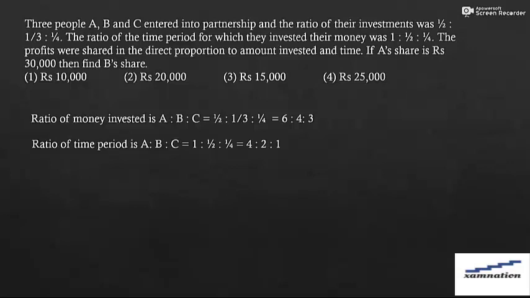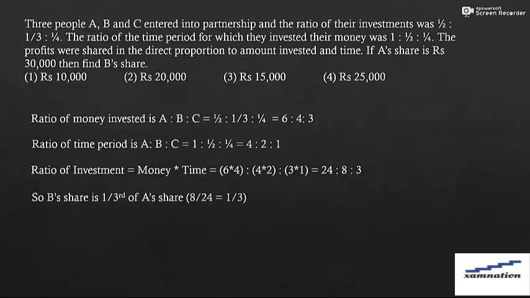So now from this we can calculate the ratio of investment: 6 into 4, 4 into 2, and 3 into 1, that is 24:8:3. Now if you read the question again, the total amount of profit is not given to us, but A's share in the profit is given and we need to find B's share. So we can calculate the proportion of B's share in comparison to A, that is B upon A, that will come down to 1/3, that is 8/24. So B's share is 1/3 of A's share, and since A's share is 30,000, B's share will come down to rupees 10,000.